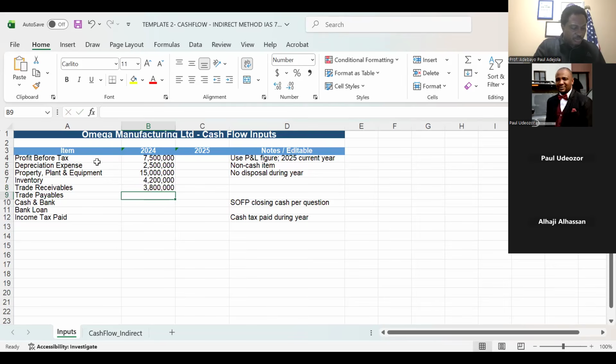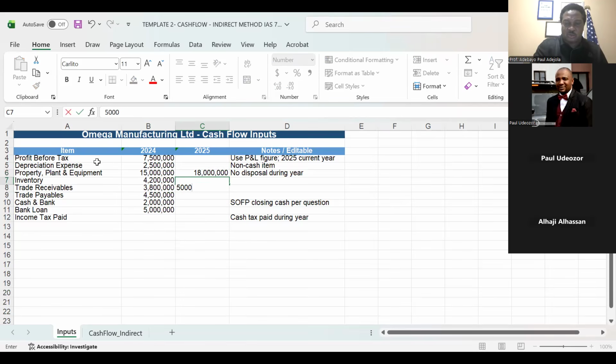Then we have trade payables. Put 4,500,000. Cash and bank, 2 million. Then we have bank loan, 5 million. All right, then we come to 2025. For 2025, watch. What is property, plant, and equipment? Is 18 million from our question, then inventory, 5 million.